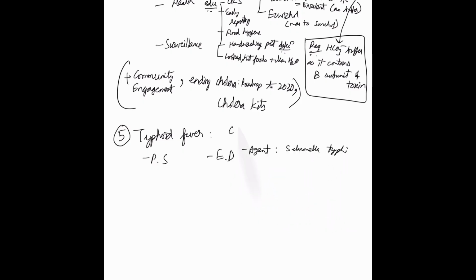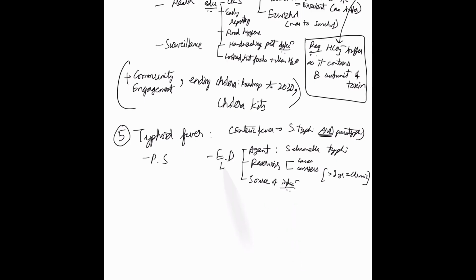Then we have the problem statement, the epidemiological determinants, in which the agent is Salmonella typhi. But when you say enteric fever, it can be caused by typhi and paratyphi. So typhi and paratyphi are two possible organisms for enteric fever. Then we have reservoir, which in the cases are carriers. More than 1 year are chronic carriers.